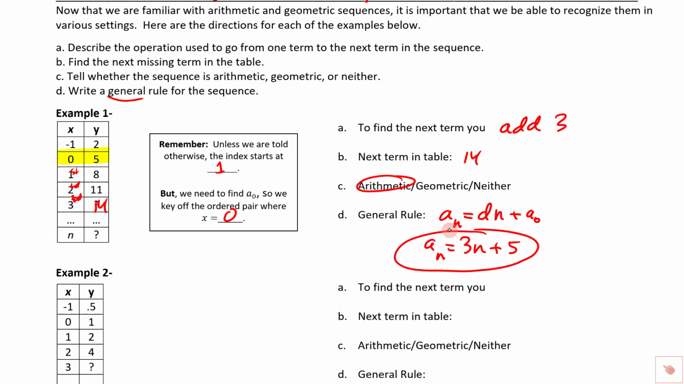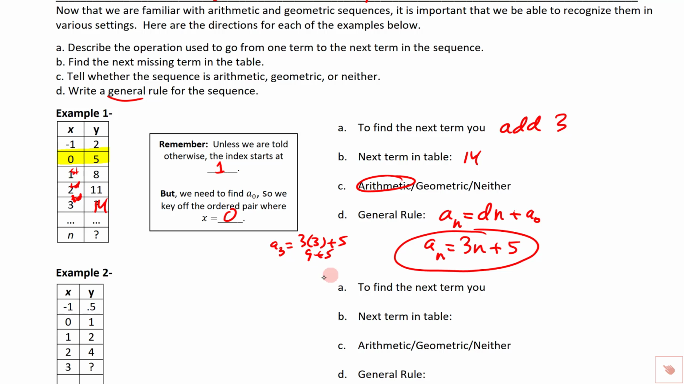There's our formula. Now, what would be cool is if we could say, hey, you know what, does this actually work? Well, what if I plug in a 3? What if I wanted to find the third one? Well, the third one would be 3 times 3, because we're plugging in a 3 in both places for the index, and then we're adding 5.